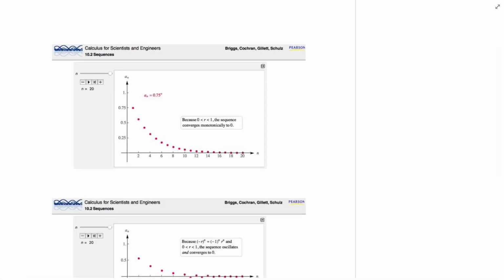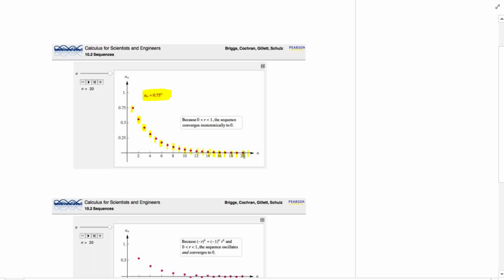Another type of sequence is a sub n equals 0.75 to the n. If you give n the value of 1, you get 0.75. For 2, we get this value. For 3, this one, and so on. So for larger and larger values of n, like imagine calculating 0.75 to the 100, what happens? Well, we are getting values closer and closer to 0.